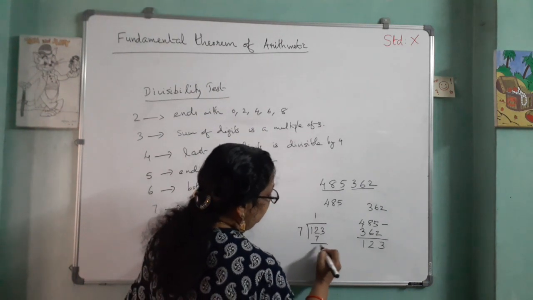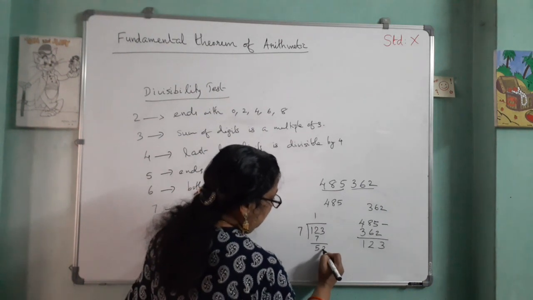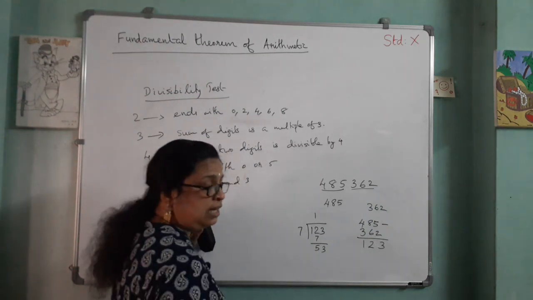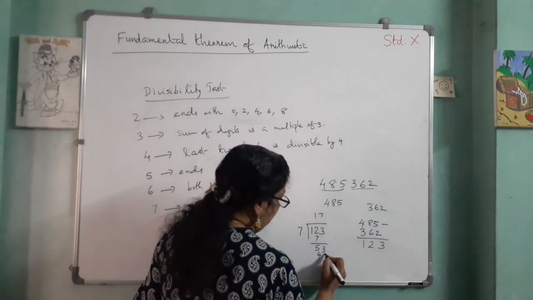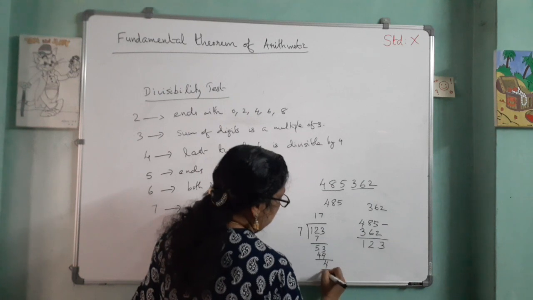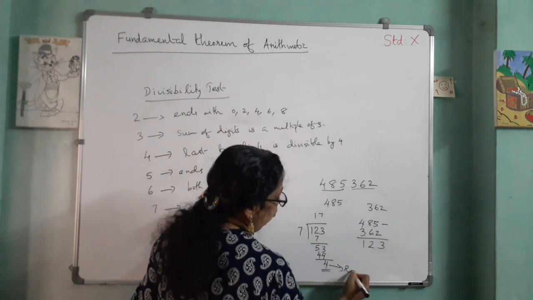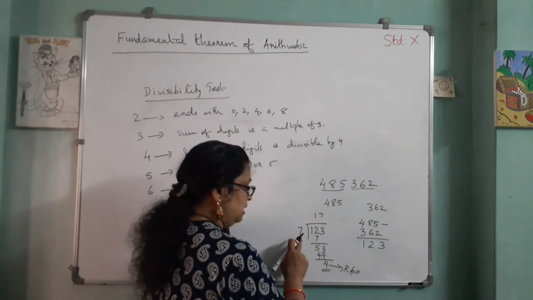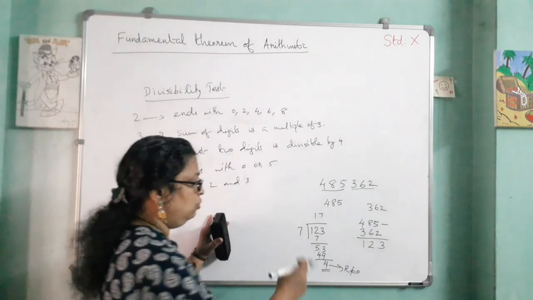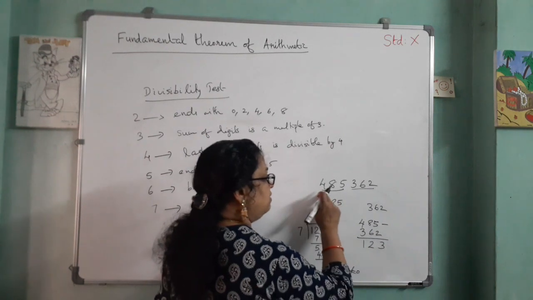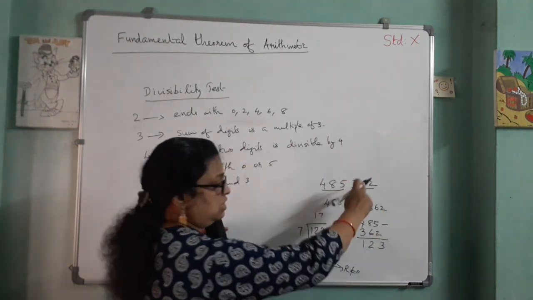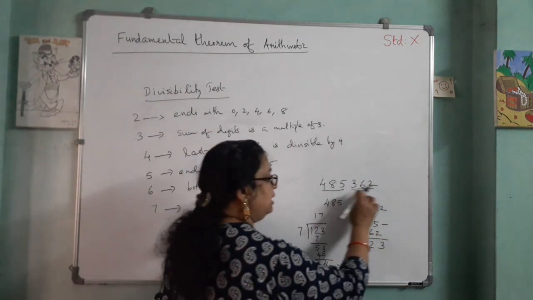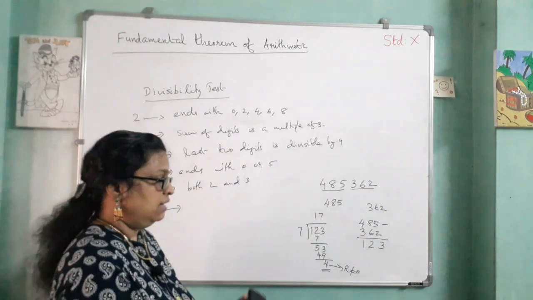Then we check if 123 is divisible by 7. 1 times 7, subtracting, 5. Then 3 bring down, 53. How many times? 7 times 7 is 49. Then 4 is the remainder. The remainder is not equal to 0. So, this number is not divisible by 7, or 7 is not a factor of this number. So, that's why 7 is not a factor of this big number. That is, this big number is not divisible by 7.